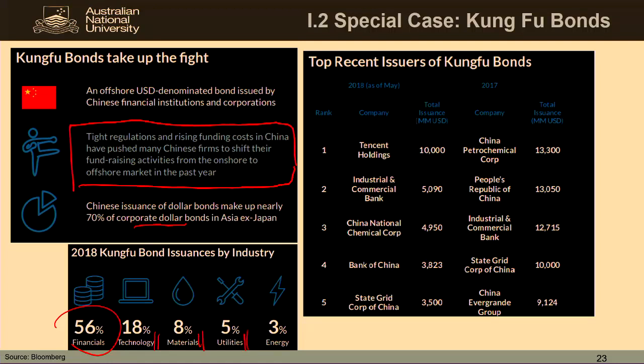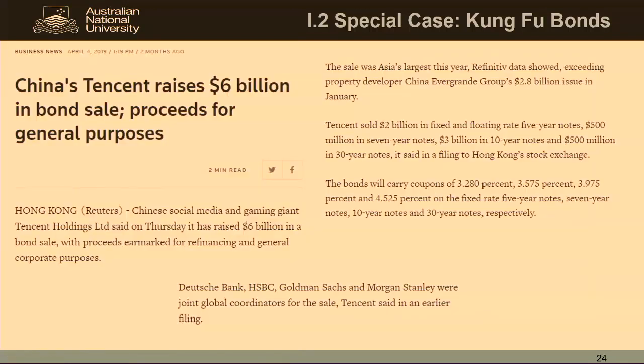Materials, utilities, and energy. So these are a lot of these state-owned enterprises. They issue Kung Fu bonds. So we have the major bond issuers in this arena. And then we also see very recently Tencent, so April 4th, has raised $6 billion in terms of bond sales.